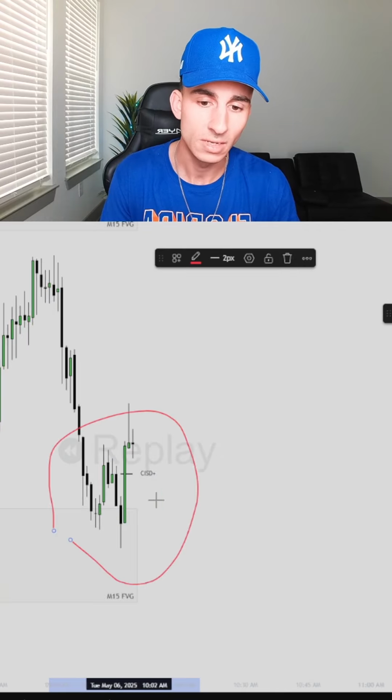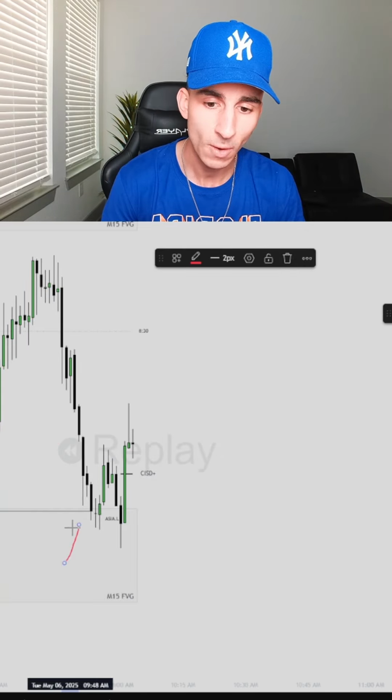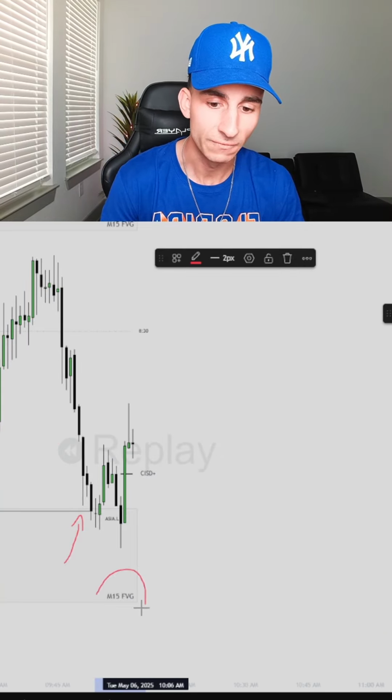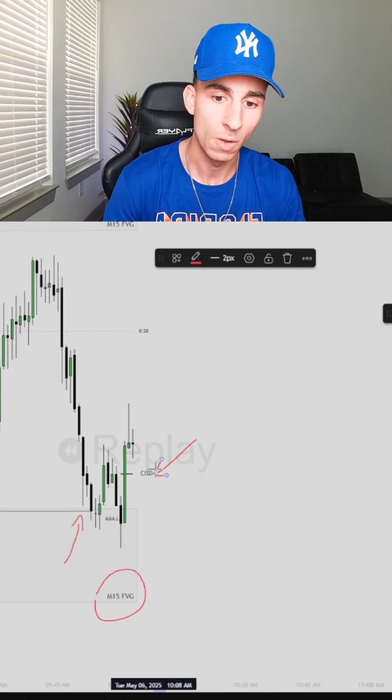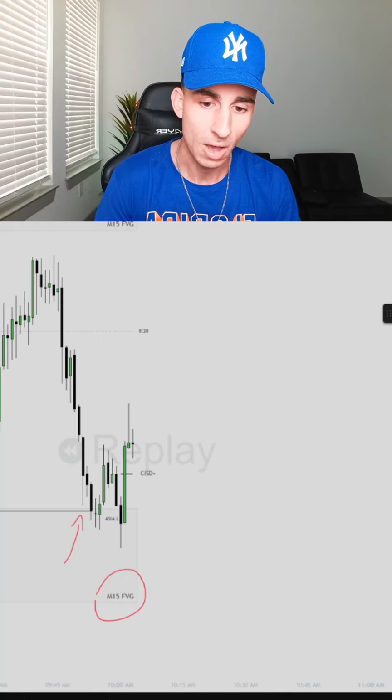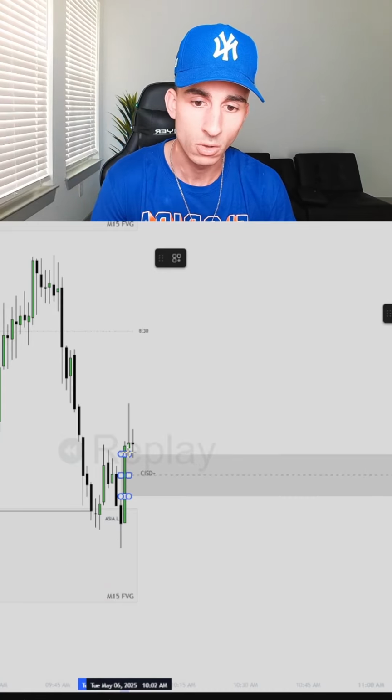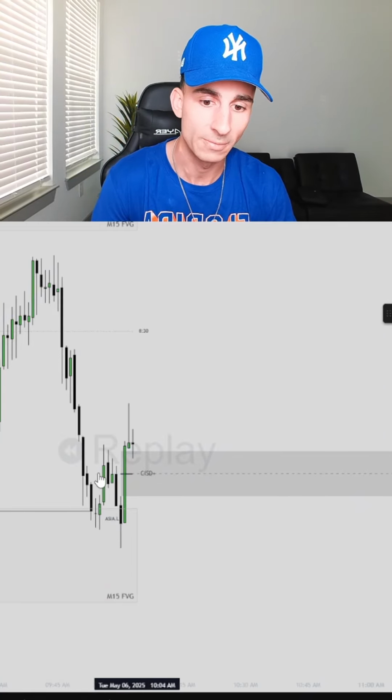So this right here is an A+ example. We just swept Asia low. We were tapping into this 15-minute fair value gap, and we also just made a CISD on the 1-minute chart. But this is the catch with this model. In order to form that CISD, we also made a fair value gap that overlaps with the CISD.